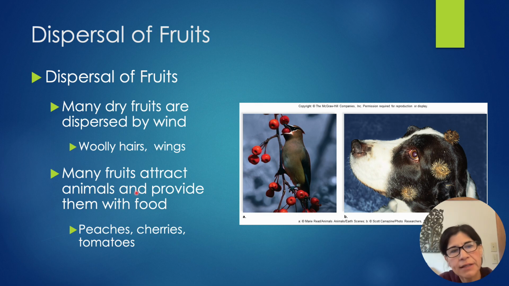Other fruits attract animals to eat the fruit, and they eat the fruit because it's nourishment. And then the seeds, they don't digest them. So they move to other places and they release them when they go to the bathroom. Burrs, you can see this dog, are also fruits that have evolved to attach to animals, and then they fall off in other places.